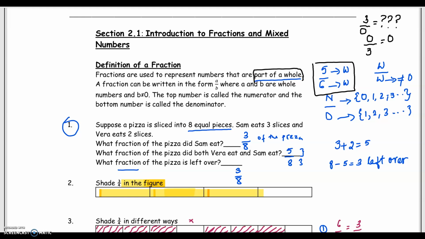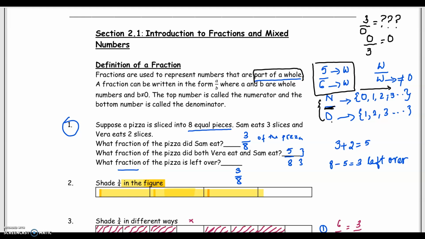So what is the important thing to remember? A fraction is a numerator over a denominator. That's how it's written. The numerator can be any number 0 onwards, any whole number 0 onwards, 0, 1, 2, 3, ... The denominator cannot be a 0, so we start at 1. The denominator can be a 1, 2, 3, 4, and so on.